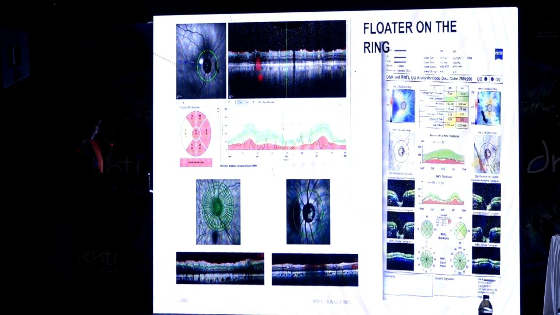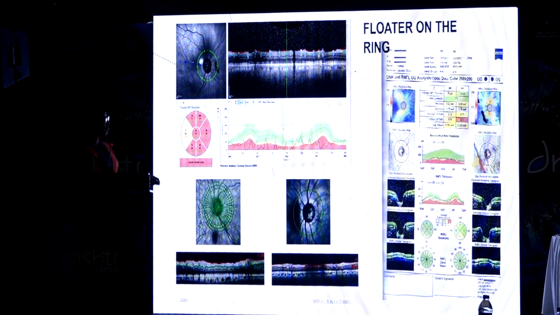If the floater is outside the segmentation ring, like this, it doesn't affect the acquisition of the scan. However, if this floater is straddling the acquisition ring like this, then it affects the acquisition of the scan.